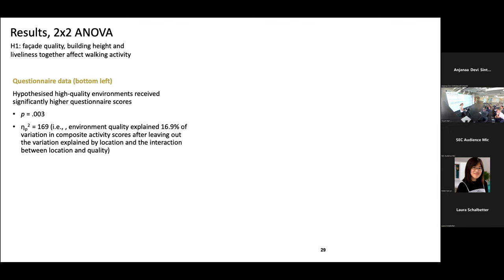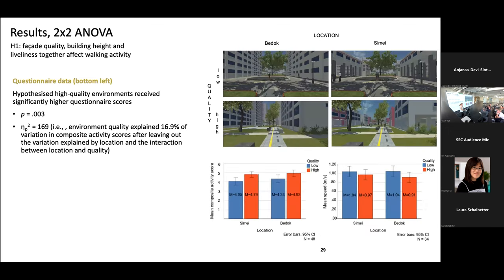So then the results for the main analysis: first let's look at the questionnaire data on the bottom left. The hypothesized high quality environments received significantly higher questionnaire scores. So basically in both locations, Sime and Bedok, the high quality environment, which is red, got a better questionnaire score, of people saying, I want to walk here, than the low quality environment. And the effect was about the same for both locations.